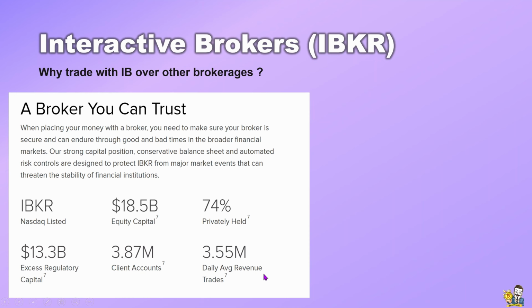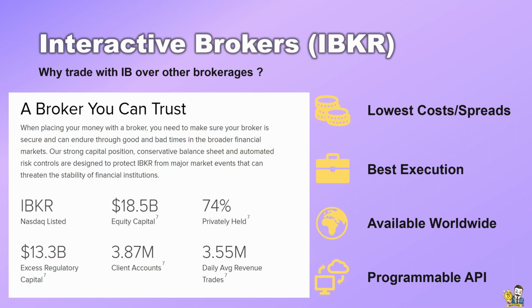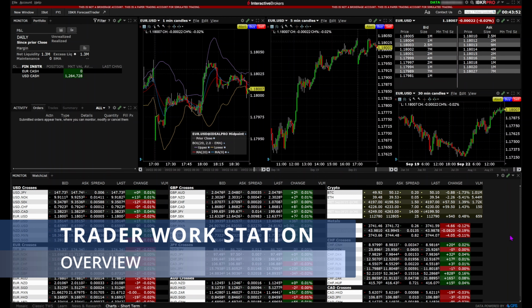Now, here are some of the main pros. First, super low spreads, so your trading costs stay low. Second, excellent order execution. You get filled at the best available prices. Plus, it's available worldwide, giving access to more than 150 markets. And the cherry on top, they even provide a programmable API, which opens the door to systematic trading and advanced quantitative strategies. What makes IBKR unique is its professional-grade trading platform called Trader Workstation, or TWS.